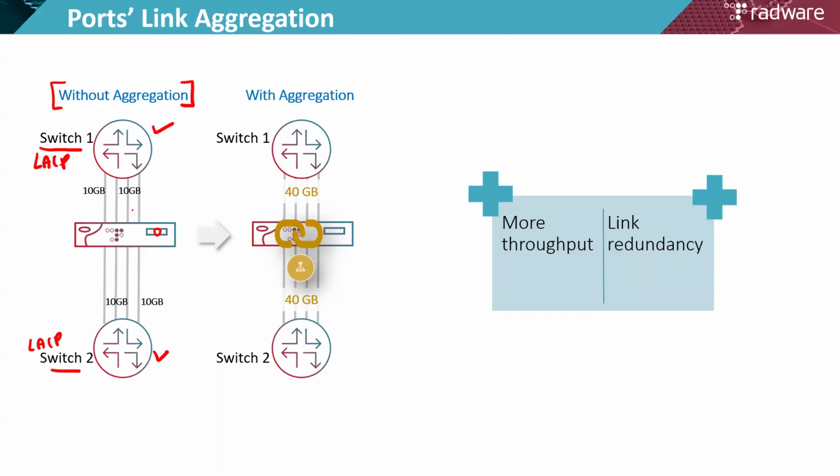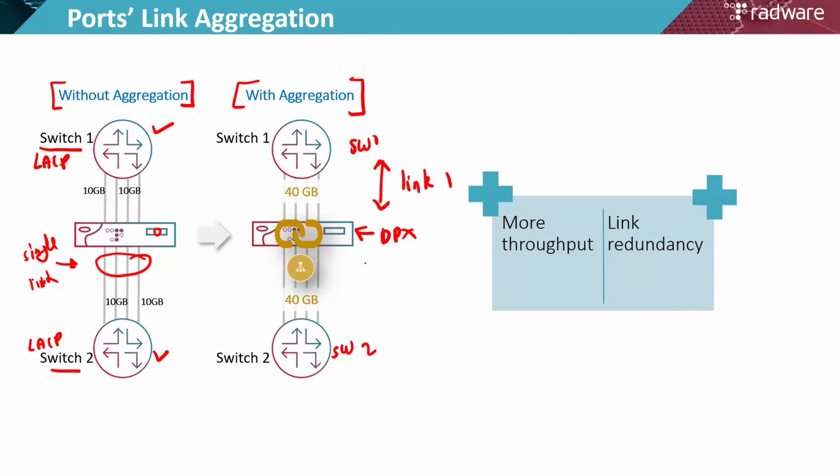So the link is formed between the two switches. And it is a single link that is defined after aggregating the ports. But when it comes to with aggregation, the negotiation is done by the Defense Pro device and the two switches. So first a link is established between switch 1 and Defense Pro. The second link is formed between Defense Pro and switch 2. So here with aggregation, there are two links being created. Link number 1 and link number 2.